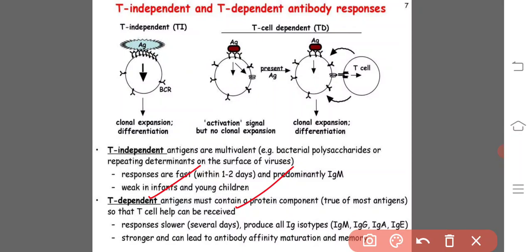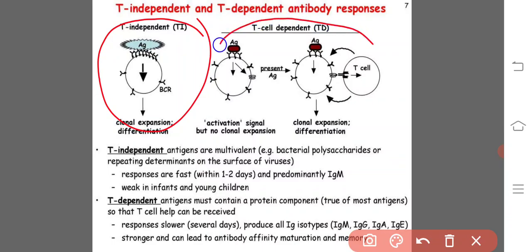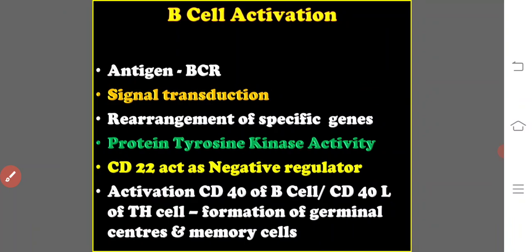Responses are much slower, requiring several days to respond. They produce all the Ig isotypes: immunoglobulin M, immunoglobulin G, immunoglobulin A, and IgE, and the response is much stronger and can lead to antibody affinity maturation and memory. So this is the T independent antigen presentation and the T cell dependent antigen presentation.